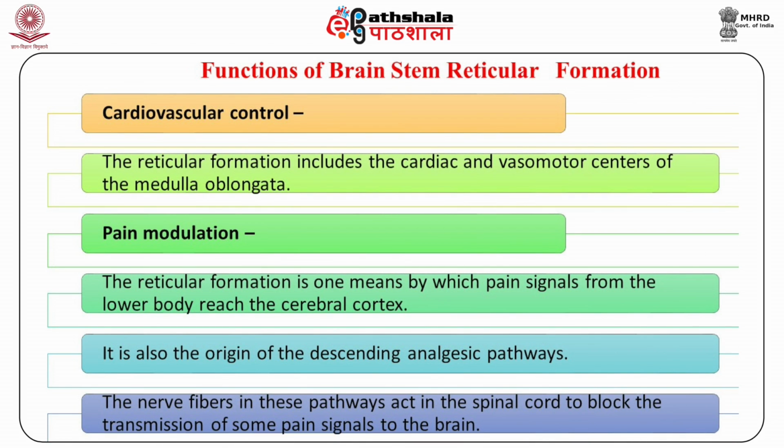2. Cardiovascular control. The reticular formation includes the cardiac and vasomotor centers of the medulla oblongata. 3. Pain modulation. The reticular formation is one means by which pain signals from the lower body reach the cerebral cortex. It is also the origin of the descending analgesic pathways. The nerve fibers in these pathways act in the spinal cord to block the transmission of some pain signals to the brain. 4. Sleep and consciousness.